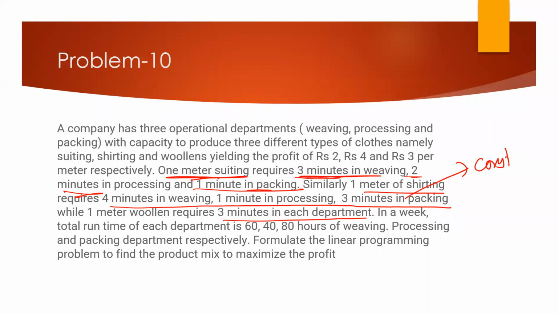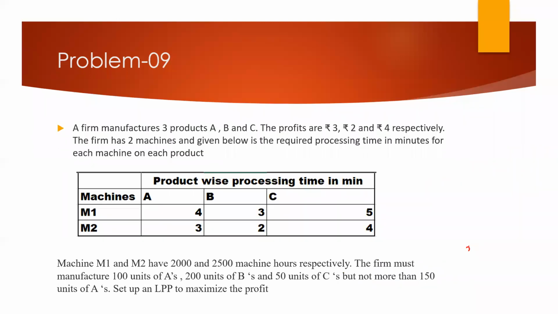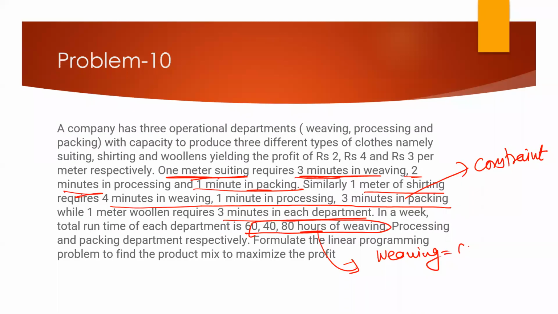So we use this data for constructing the constraint. These data are given in minutes, and the final constraint you have per week is given in hours, so you need to convert them into minutes. When I talk about a process like weaving, the maximum it has is 60 hours. So 60 hours will be 3600 minutes. Similarly, 40 hours means 2400 minutes.